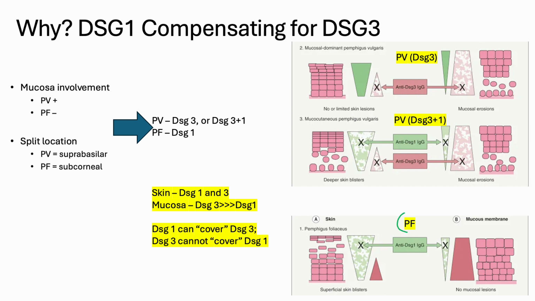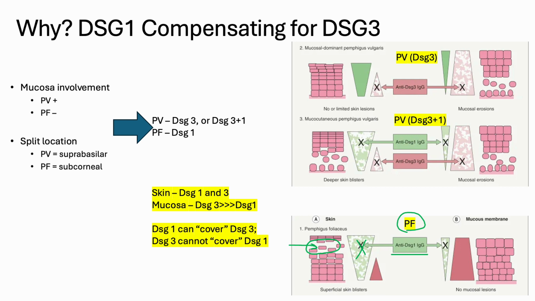But in the pemphigus foliaceus, it only has anti-DSG1 IgG. So the DSG1 in the skin will be destroyed. And remember, the DSG1 cannot be compensated by DSG3, so there will be a separation. And because the DSG1 is mainly heavy on the top, the separation will be at the superficial, at the granular layer. That is the reason.